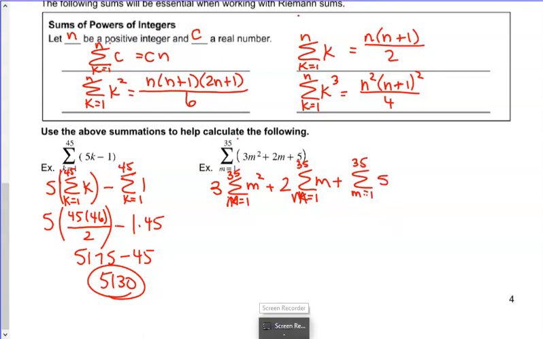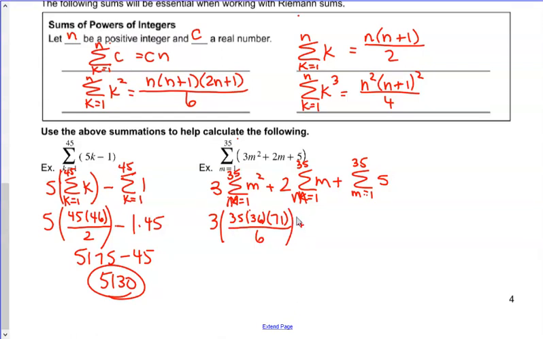And so again, I'm going to make use of these properties that I have here to figure out what is the sum of this m squared, what is the sum of the m, and what is the sum of that constant. So I have the 3 out front. Now let's go to the squared one. Here's my squared one. I need n, which is 35, times n plus 1, which is 36, times 2n plus 1. Well, 2 times 35 is 70, plus 1 is 71. So I need to multiply by 71 and then divide by 6.